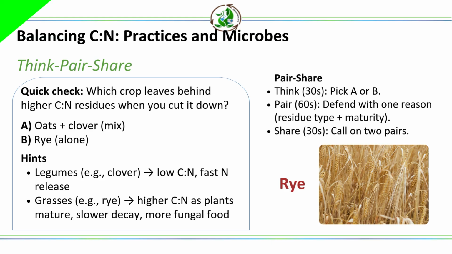Clover or rye, which has a higher C to N? Then discuss why. Let's pause here briefly for the students to choose. All right, let's share. Yes, rye is high C to N because it's fibrous and older when killed, whereas clover is leafy and N-rich. This matters because the high C to N rye will support fungi and build carbon over time, while the clover gives quick nitrogen to the next crop.